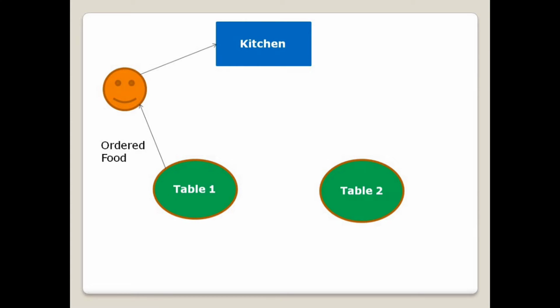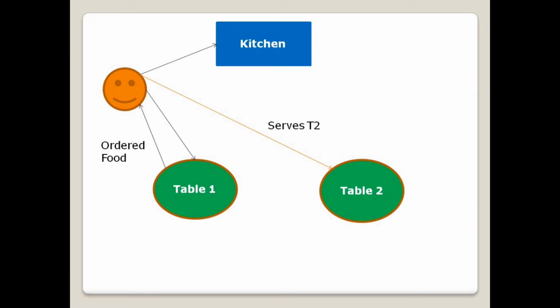But what happens in this case? The waiter doesn't wait for the food to get prepared and served to you. It continues serving other tables, let's say table 2 in this case. Once your food is prepared, the waiter will get the food and serve it to you. So this is what an asynchronous process is.